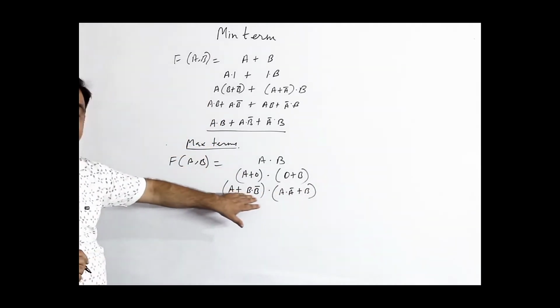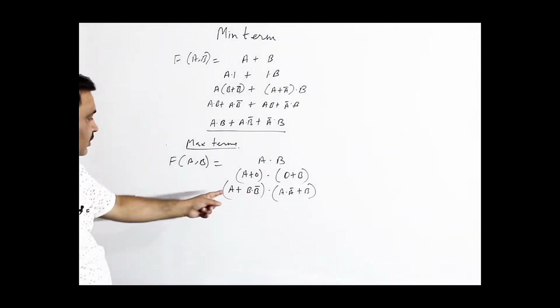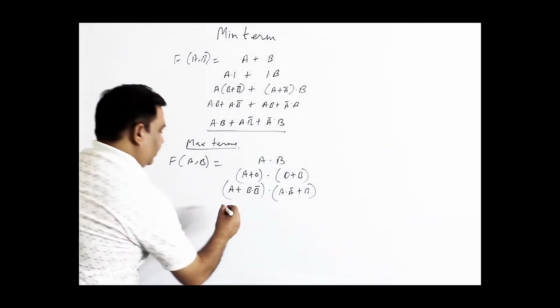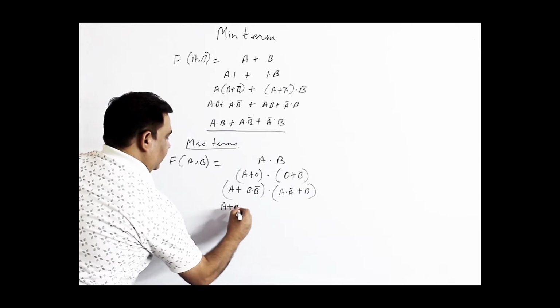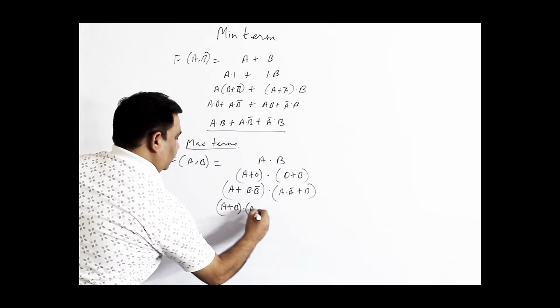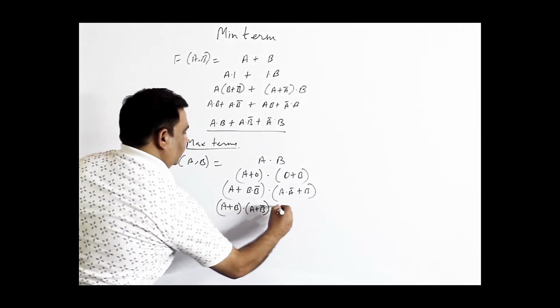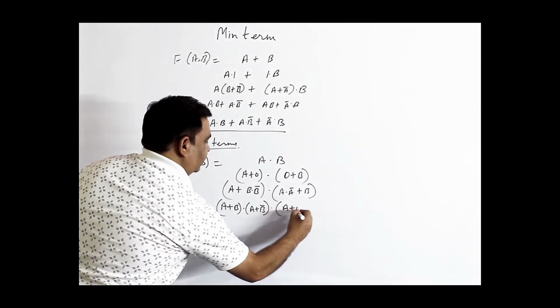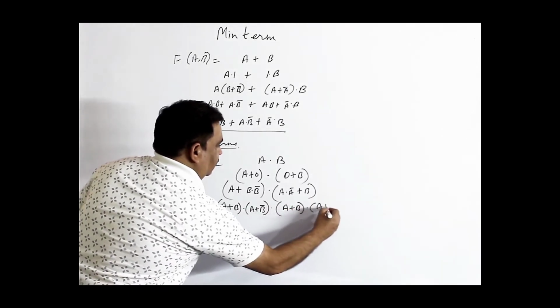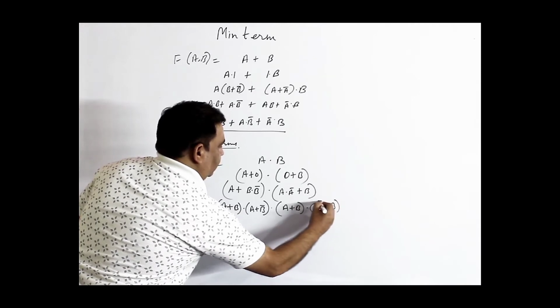Now I apply again the distributive law. A plus B dot B complement will be equivalent to A plus B dot A plus B complement, and same way here also distributive law, A complement.